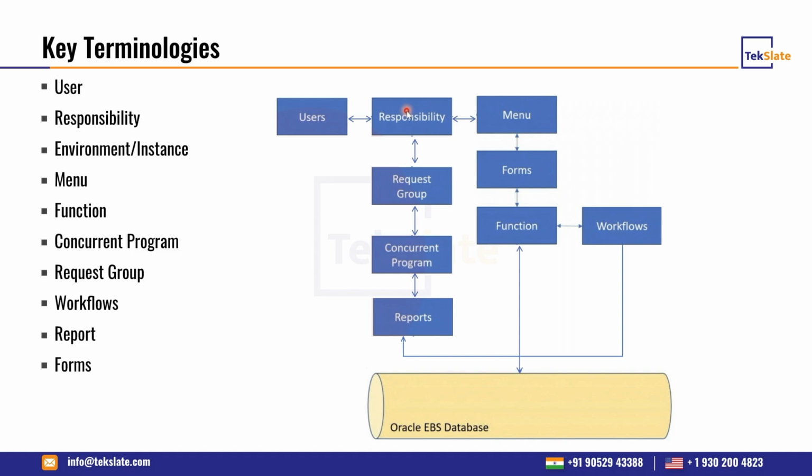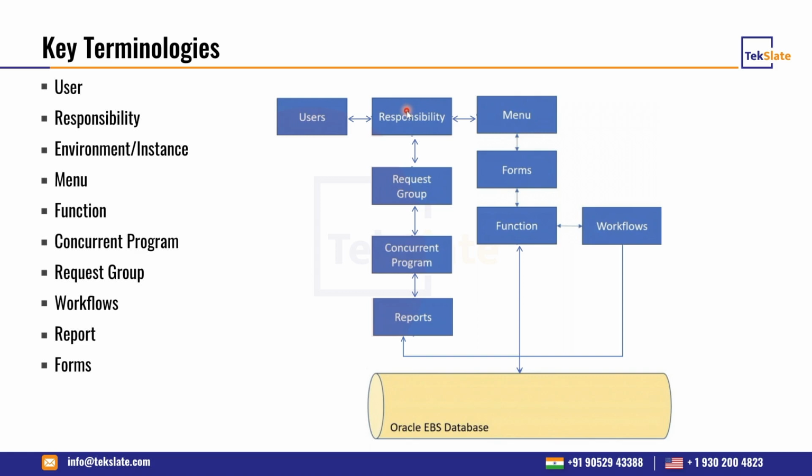And finally, we have a form. So a place where the user enters the data, a place where the user extracts the data is called a form. Now, how do they link with each other? Let's see at the right hand side. So the user logs in to the system. Every user will have a set of responsibilities depending upon what role he is playing in an organization.